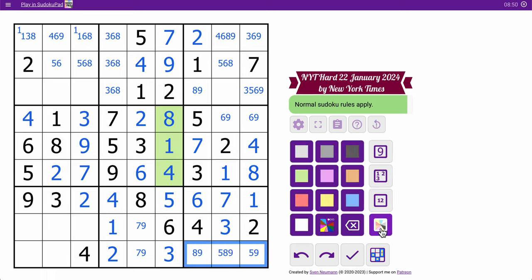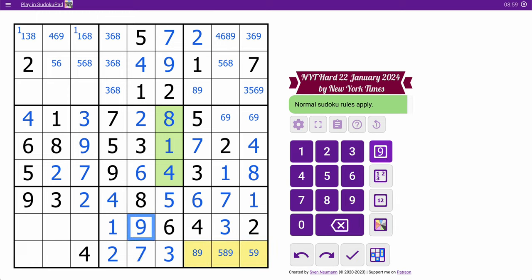Okay, that's a triple. I may as well mark it. 2, 3, 4. Ooh, but 5, 8, 9 makes that 7. Okay, these are 1 and 6, and they have digits pointing at them. So these three are 5, 7, and 8.